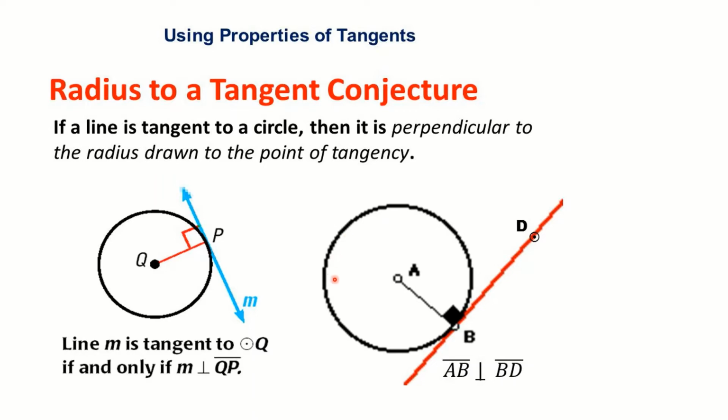And again here, from this circle, this red line segment DB is perpendicular to the radius of this circle, so AB is perpendicular to BD.